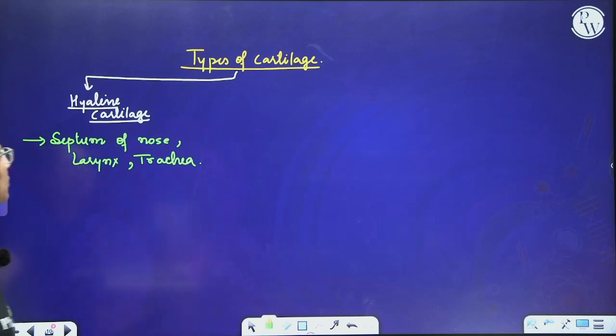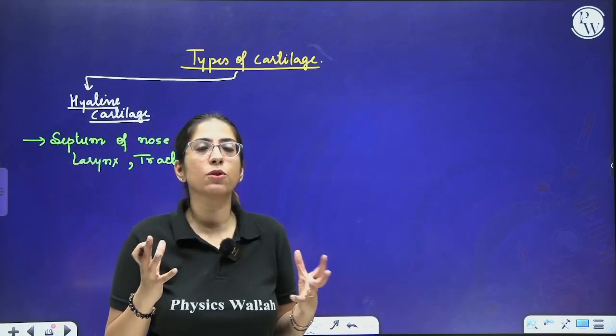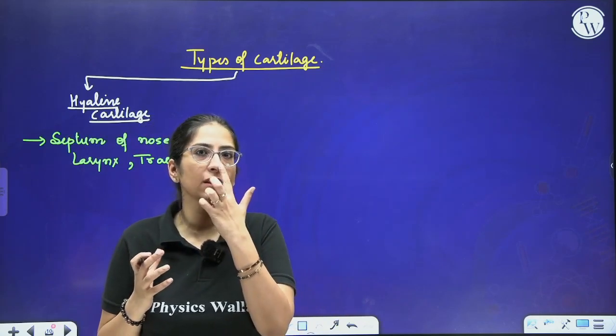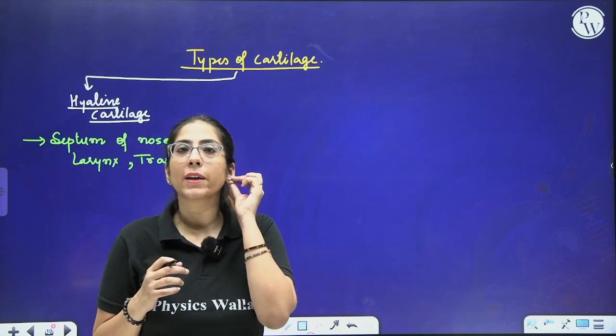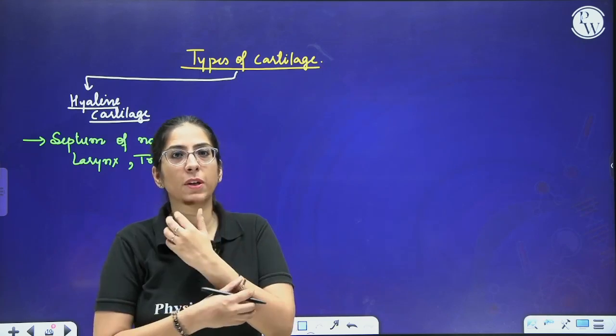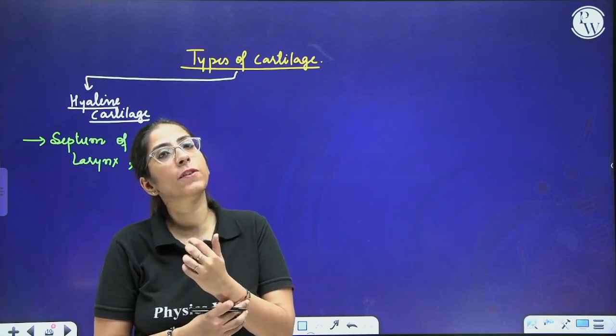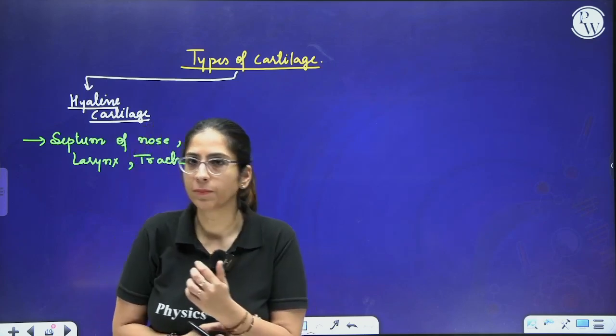Clear, everyone? Now, other cartilages are also present, like the tip of nose, that's another cartilage. We have the ear pinna, another cartilage is present. Like we have the Eustachian tube, another cartilage is present. Now, there are some cartilages which cover up the bone. So, that is a different kind of cartilage. Clear?